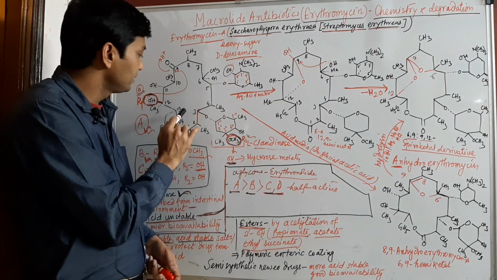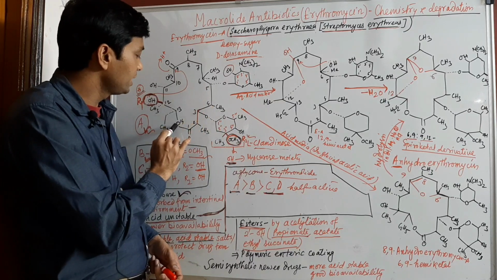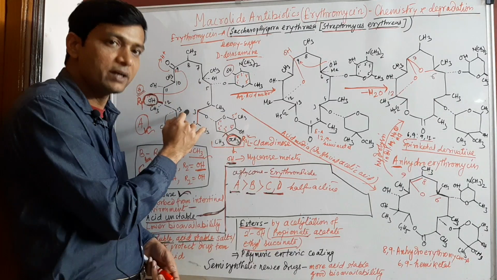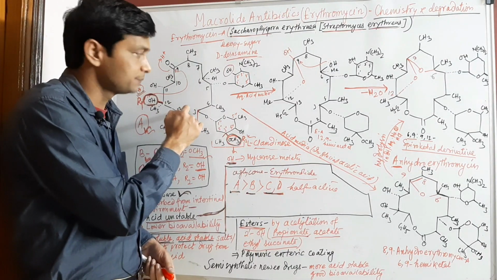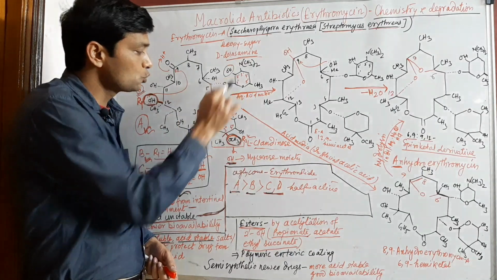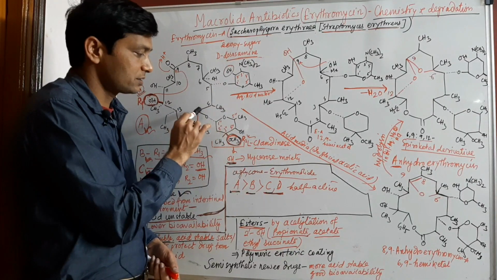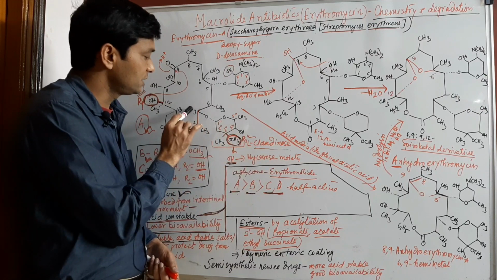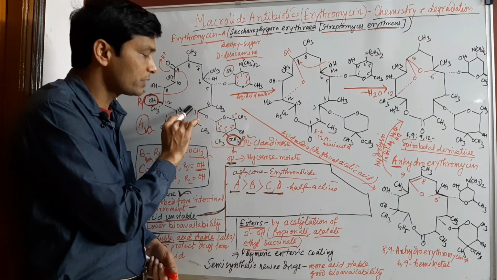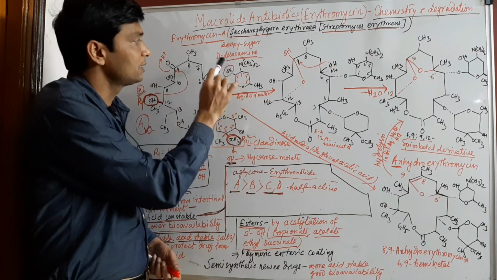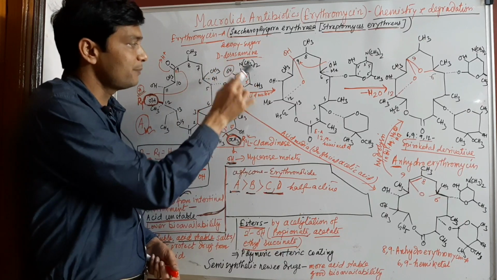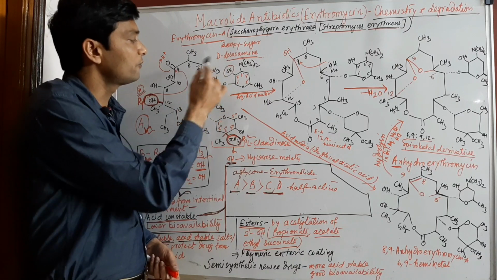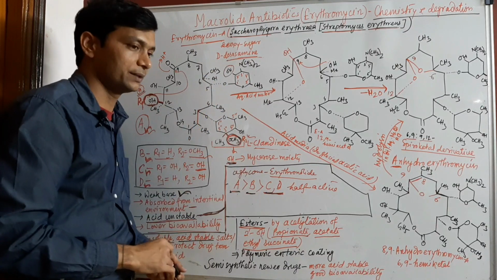You will find that it contains a 14-membered macrocyclic lactone ring, to which two sugar units are attached. One, L-cladinose, is attached at the 3 position of that lactone ring, and another sugar, D-desosamine, the amino sugar, is attached at the 5 position of the macrocyclic lactone ring.